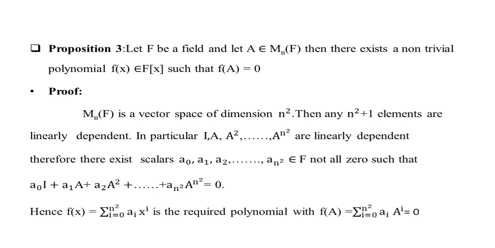Hence, f of x equal to sigma i equal to 0 to n square a i x power i is the required polynomial with f of A. See here, instead of x we put A, then we will get this. So that is the 0 matrix. So f of A equal to sigma i equal to 0 to n square a i A power i is 0. Hence, we proved this proposition.